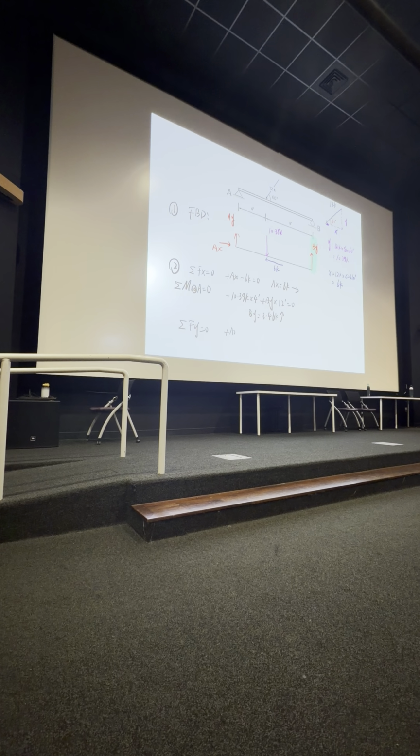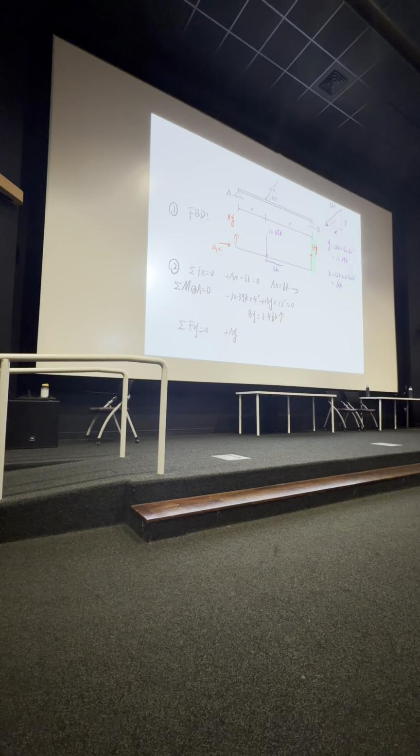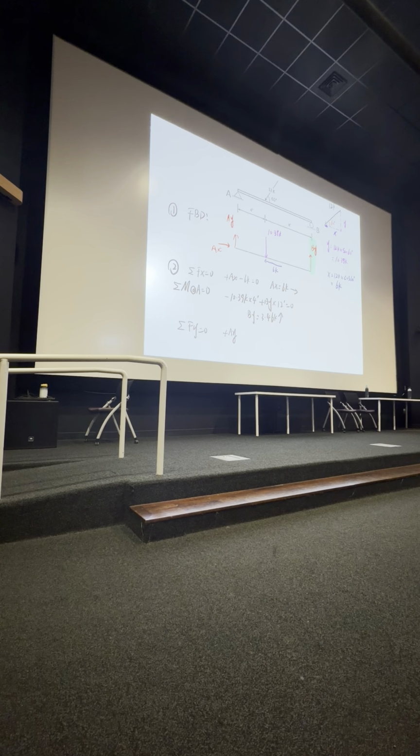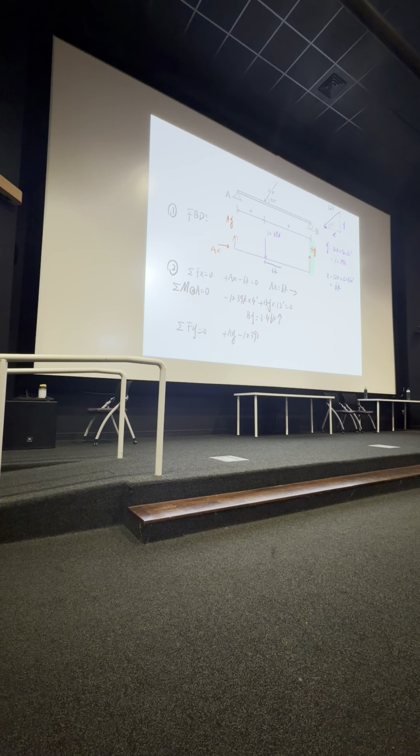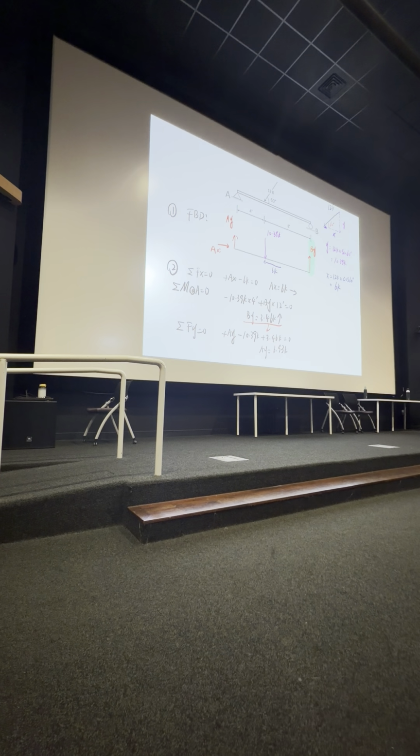And finally, you got sigma Fy equal to 0. So which forces are in the y direction? You got Ay going up, so positive Ay. You have this 10.39K going down, minus 10.39K. And you have this By going upwards, and we already got By above here. So plug that in, plus 3.46K equal to 0. So we got Ay equals 6.93K going up.